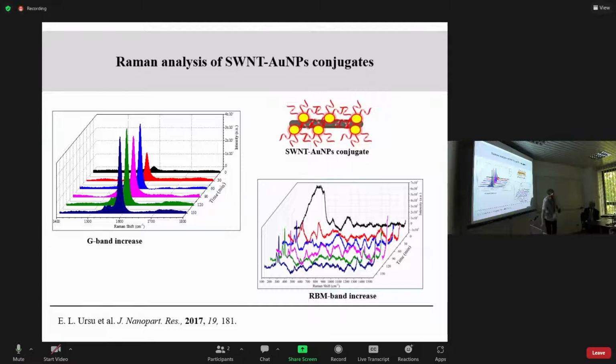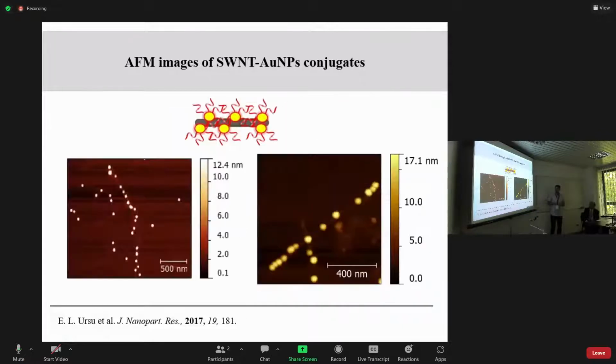Actually, it was enough for 1 hour to sonicate and to obtain the conjugates. But we wanted to be sure that they are indeed formed, and for this purpose, some surface analysis is needed. And I'm talking about atomic force microscopy. We just deposited the solution on the microsurface, and we could see all over the surface this type of structures where we have tubes, and from place to place we had different densities of gold nanoparticles.